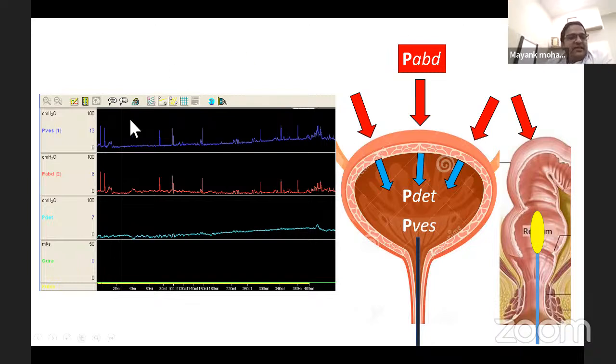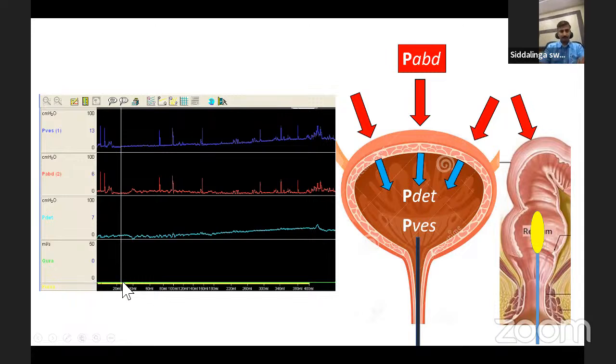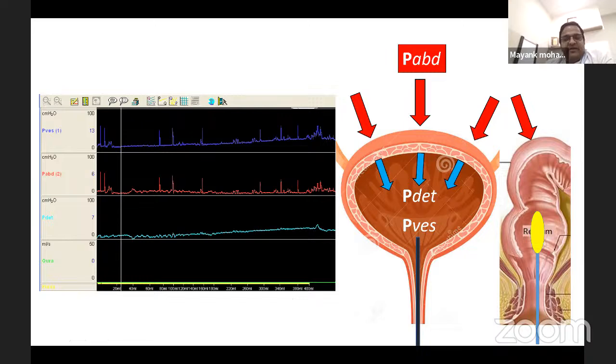You will typically see four graphs. One is P vesical, that is a total bladder pressure. One is P abdominal, that is a rectal pressure. Then P detrusor, it is computed by the software in real time. And then lastly, a flow that is Q ura, the flow rate when the uroflowmeter will be activated.